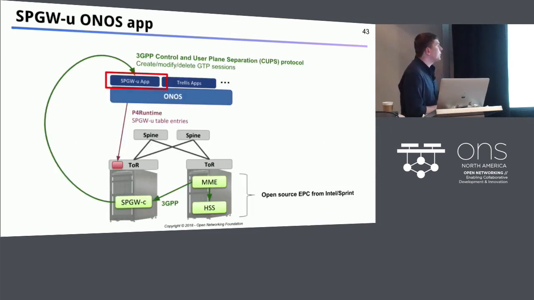Once we extended the pipeline, we created a new application on top of ONOS, which is called the SP Gateway U application, which talks directly with the SP Gateway C control plane, which is part of an open source EPC developed by Intel and Sprint. In this case, the SP Gateway C and the SP Gateway U communicate using the standard 3GPP protocol. And this protocol is used to create, modify, and delete GTP sessions. And what this application does is simply transform those requests into table entries for the SP Gateway specific tables of the pipeline.